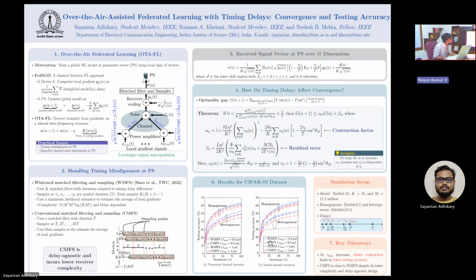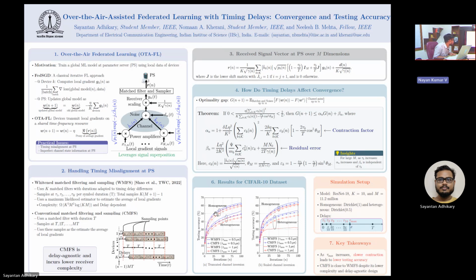Now let's look at the simulation plots. So what I plotted here in the left side of the plot, the truncated channel inversion, this is a particular channel inversion scheme in which the devices invert their channels, but if they are really in deep fade such that the overall transmit power of the device is not sufficient to invert the channel, they will shut down. In this case, I have plotted WMFS in blue solid line, the first line. These two ellipses are one for homogeneous and one for heterogeneous.